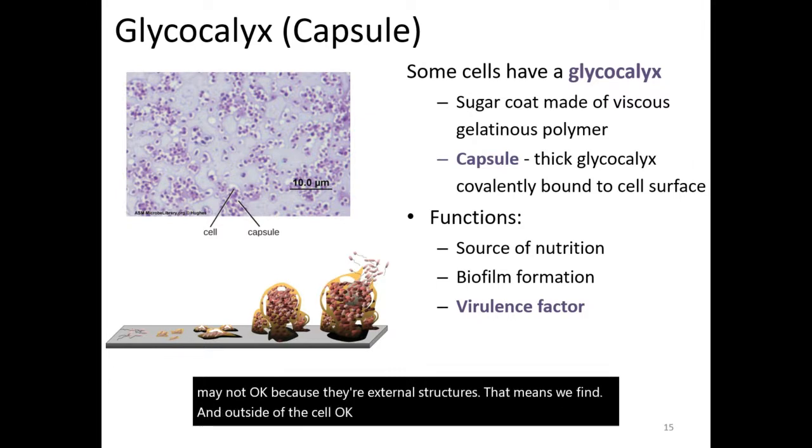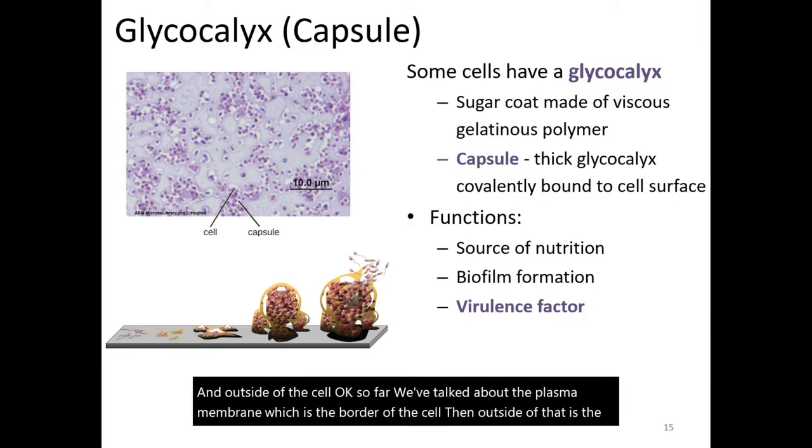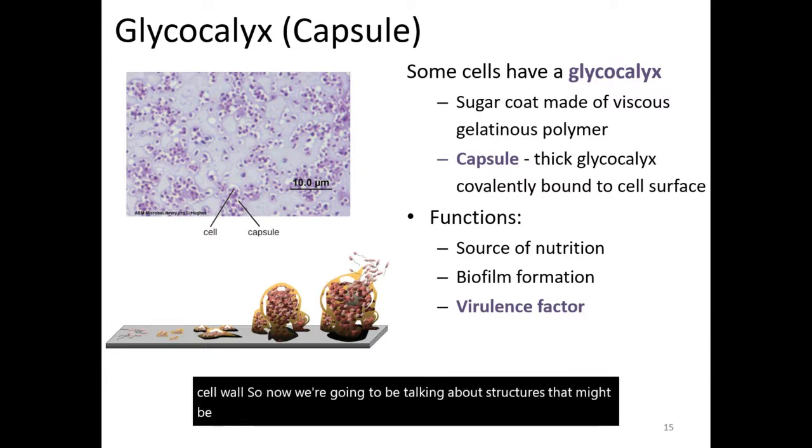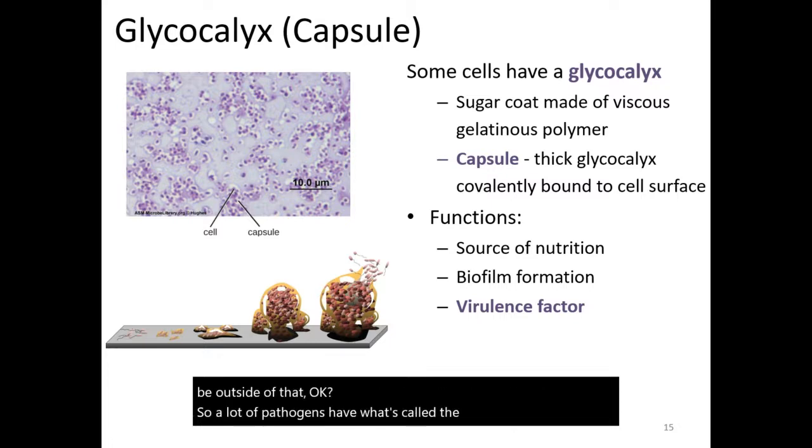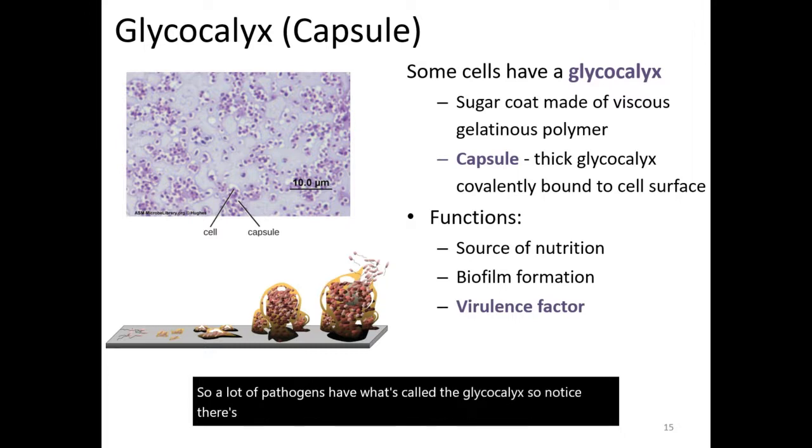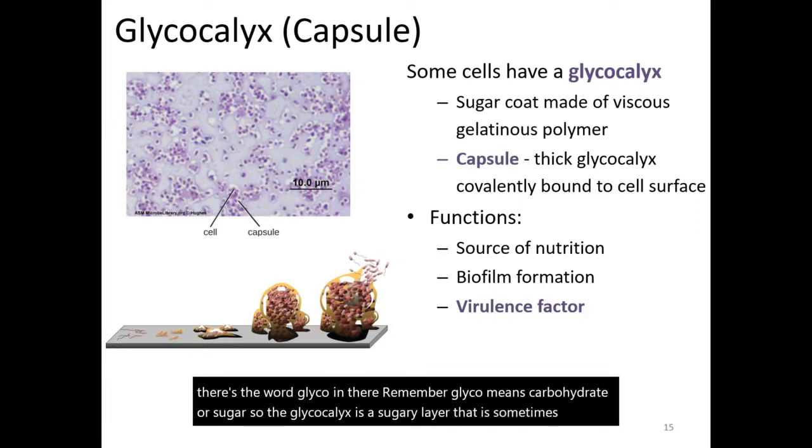So far we've talked about the plasma membrane, which is the border of the cell. Then outside of that is the cell wall. So now we're going to be talking about structures that might be outside of that, okay? A lot of pathogens have what's called the glycocalyx. Notice there's the word glyco in there. Remember, glyco means carbohydrate or sugar. So the glycocalyx is a sugary layer that is sometimes outside of that cell wall.